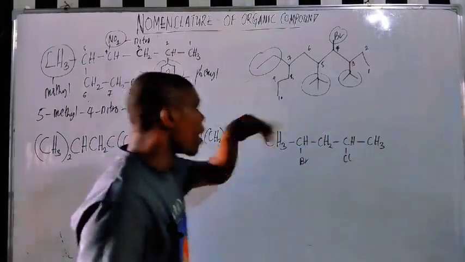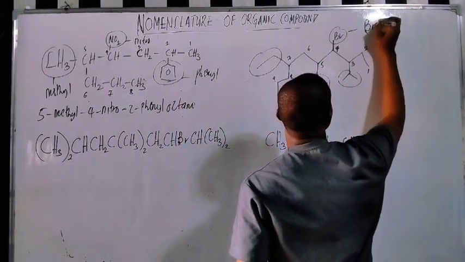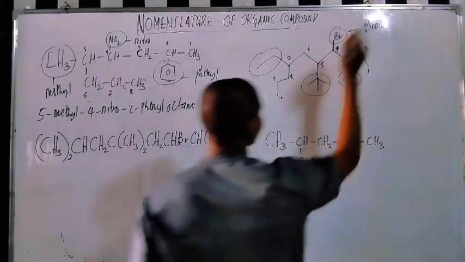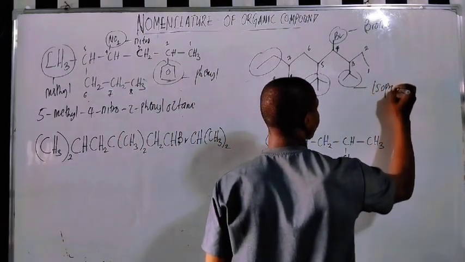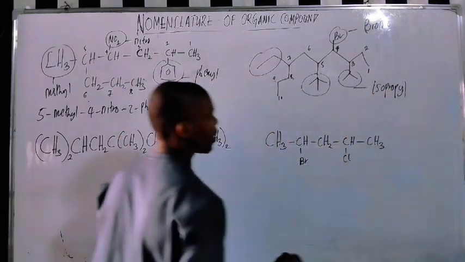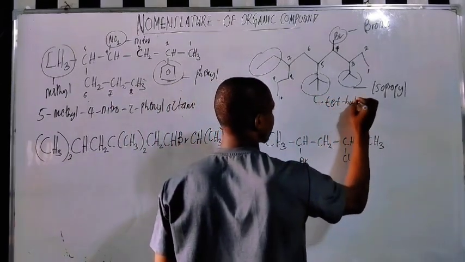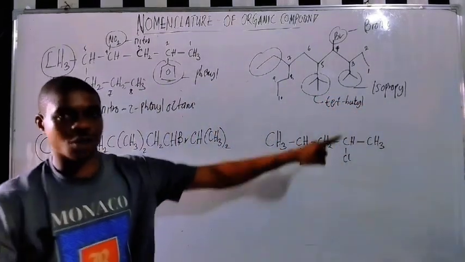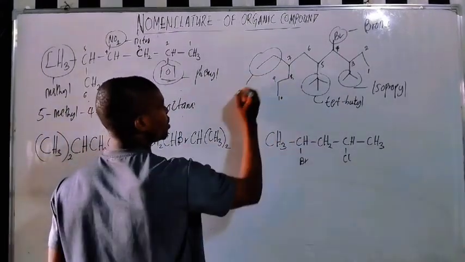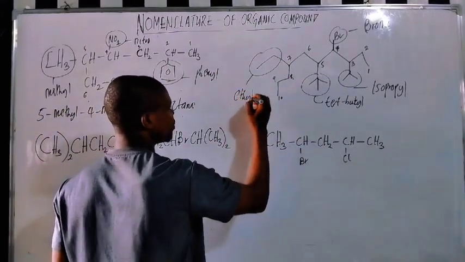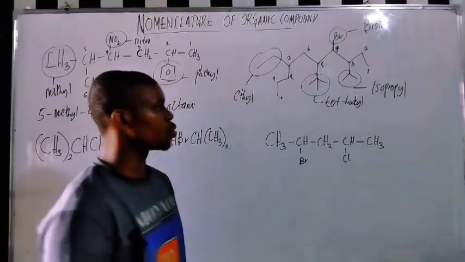Now, what is the name of this group? This is called bromo. What is the name of this one? Here it is called isopropyl. Here it's called tert-butyl. You have to know all these substituents here. What is the name of this one? This one is called ethyl. So we have to start from here. My parent name is decane.